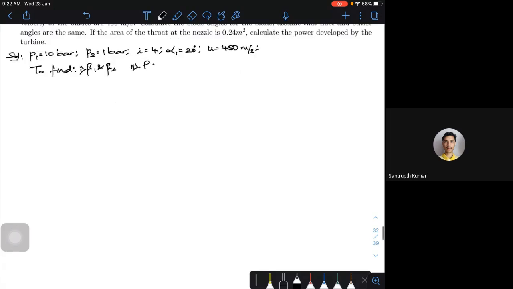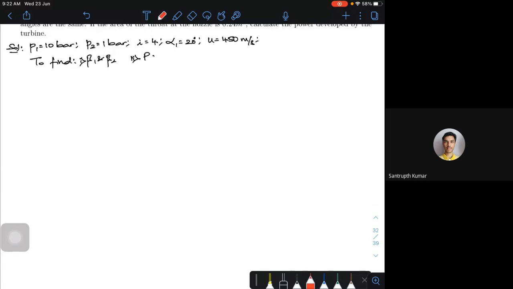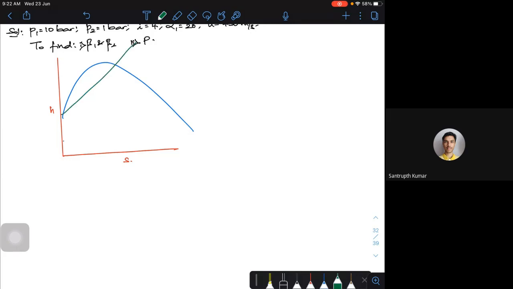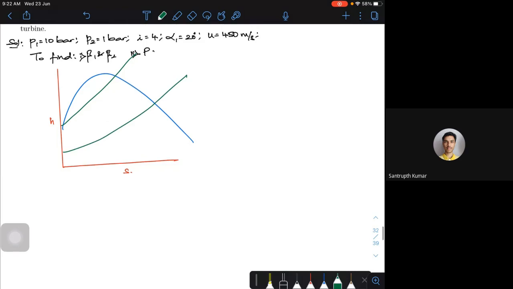Okay, let's put the HS diagram. This is enthalpy, this is your entropy. Then I have a dome, going like this, and your constant pressure lines are going like this, diverging. They are expected dry saturated. They are telling it's dry saturated at point 1. So if this is my point 1, it is expanding like this isentropically and coming to point 2.